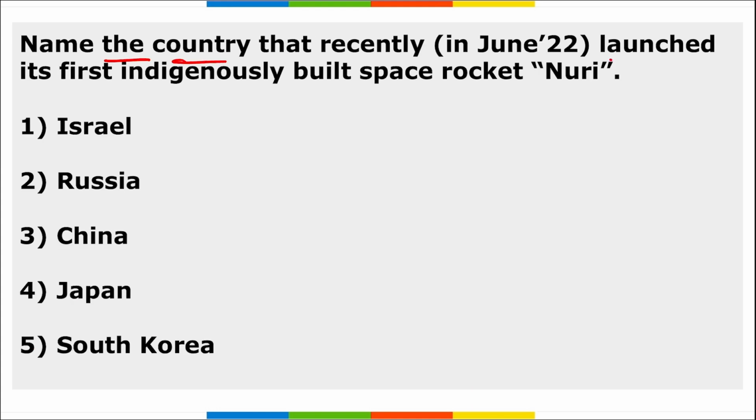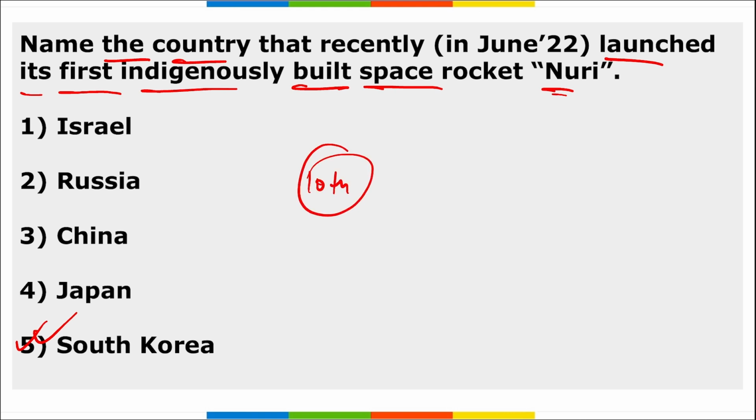Name the country that recently launched its first indigenously built space rocket, Nuri. Who built Nuri? It was built by South Korea. Nuri, highly important. Also remember, with this launch of Nuri, South Korea became the 10th nation to place a satellite into space with its own technology.